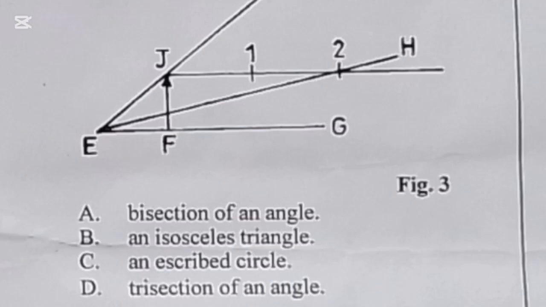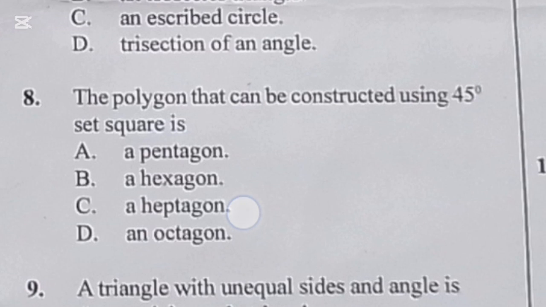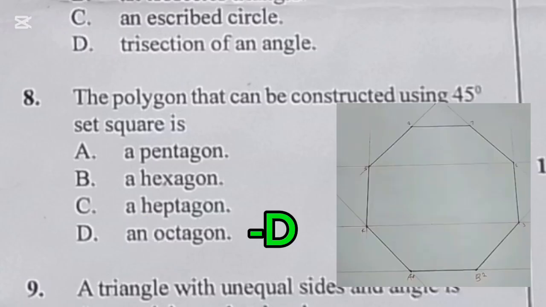Then question 8. The polygon that can be constructed using a 45 degrees set square is an octagon. The correct answer here is D, as you can see on your screen. The inclined angle to the base or horizontal is forming an angle of 45 degrees, as you can see.